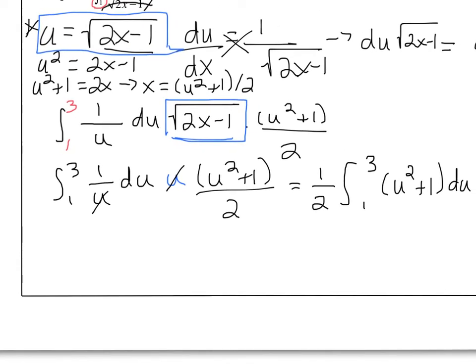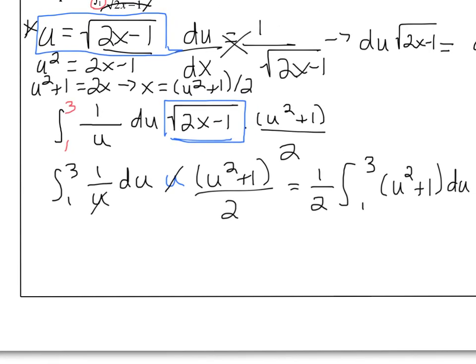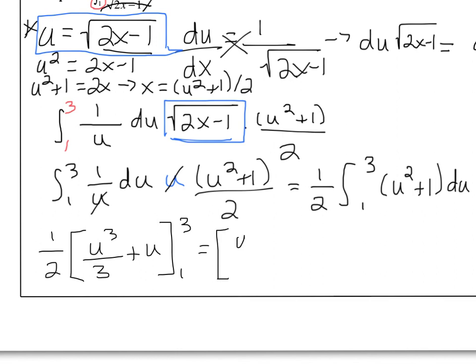The 1/2 stays. And then the antiderivative of u squared is u cubed over 3. The antiderivative of 1 is u. And we'll evaluate this between 1 and 3. I will distribute the 1/2 in, just to make my life easier. So that'll be u cubed over 6 plus u over 2, evaluated between 1 and 3.